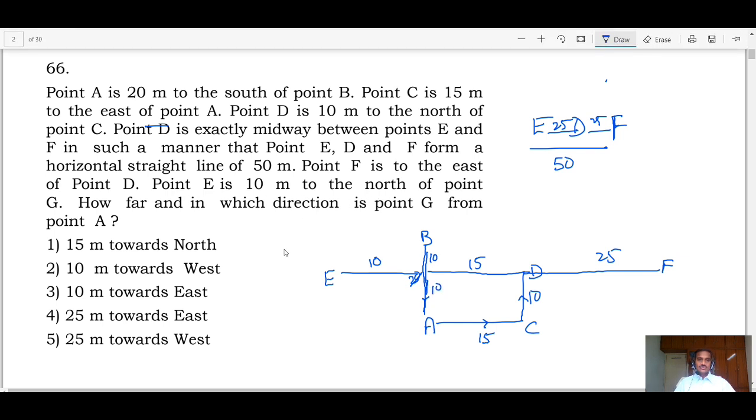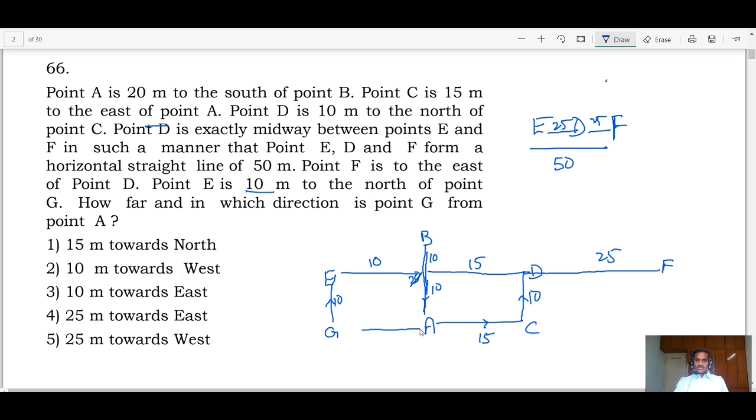And E is 10 meters to the north of G. As E is 10 meters to the north of G, now the distance is 10 meters. Now if you observe here, this distance is 10, this distance is also 10. Hence these three are in a horizontal straight line. The next one, F is to the east of D. E is 10 meters to the north of G. How far and in which direction is G from point A?